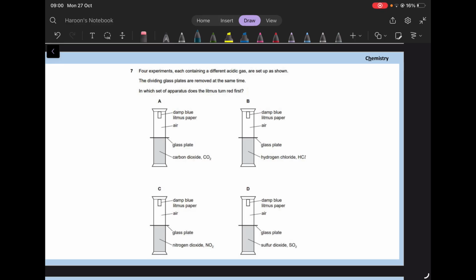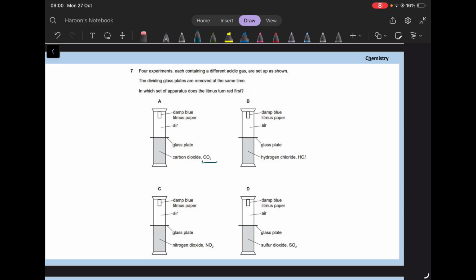In which set of apparatus does the litmus turn red first? So we look at these gases. There would be a change in color when the movement is fastest. And the movement is faster.